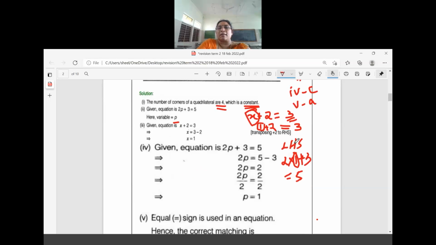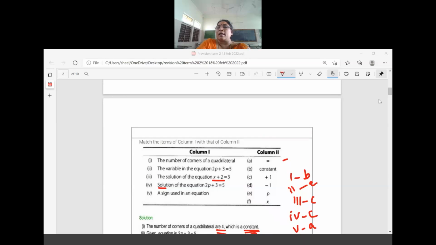Don't put arrow signs like this. We don't want that. A sign is used in the equation, so somebody will write an arrow like this, and a solution of the equation 2p, then the arrow will be like that. We don't want it like this. Whatever answer you are getting, you should make a table and then write.